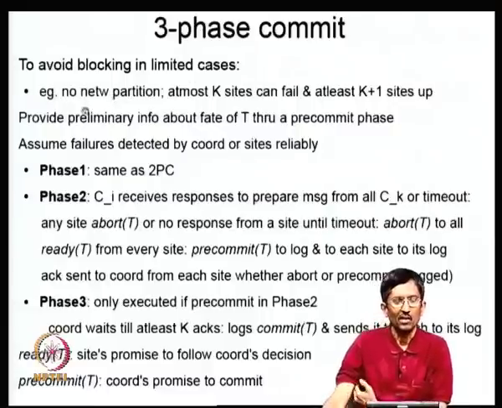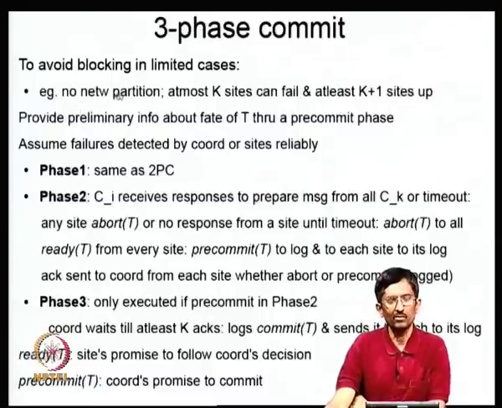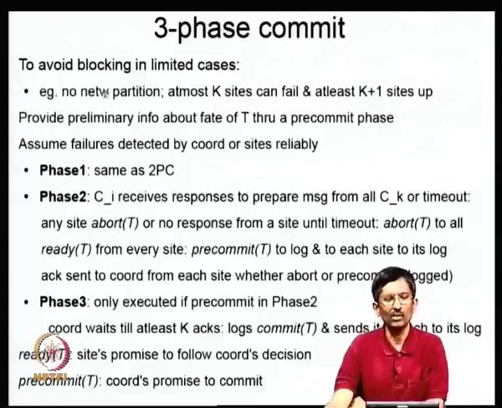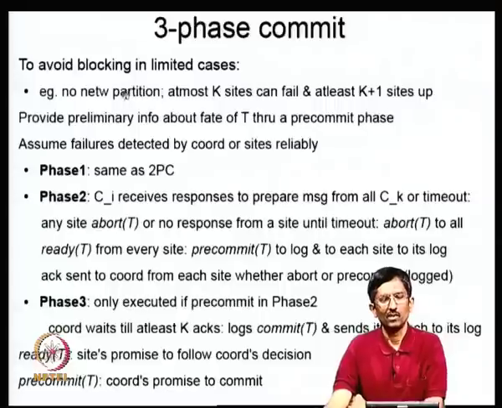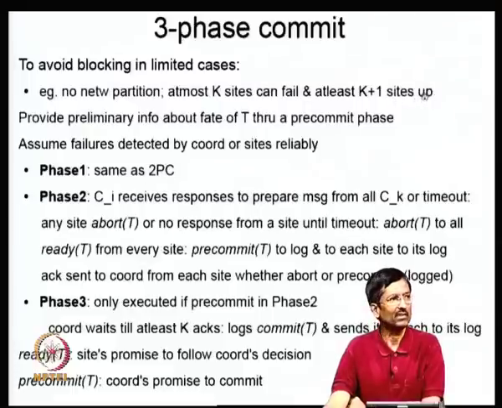Here, what we assume is that sites can fail, but we'll assume that there's no network partition. What we assume is that at most k sites can fail and at least k plus 1 sites are up. Okay. That is what we are assuming. That means in some sense we are talking about a majority, we have a majority of sites that are up.